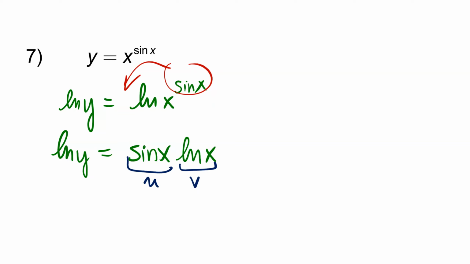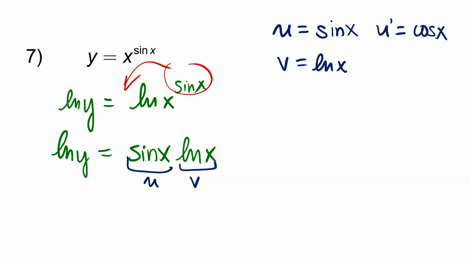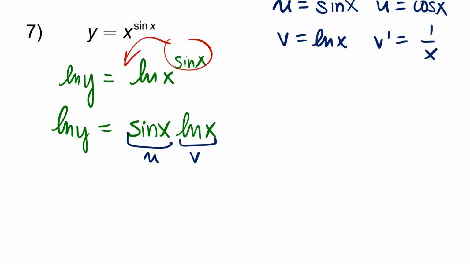This is u. This is v. So I'm going to literally list it out for myself. U is sine of x, so that means u prime, the derivative, is just cosine x. V is ln of x, V prime is just 1 over x. Perfect. So we know the product rule is going to be u, sine of x, times v prime, 1 over x, plus v, ln of x, times u prime, cosine of x. So that's my right side.